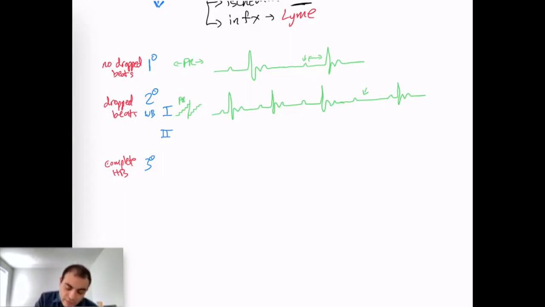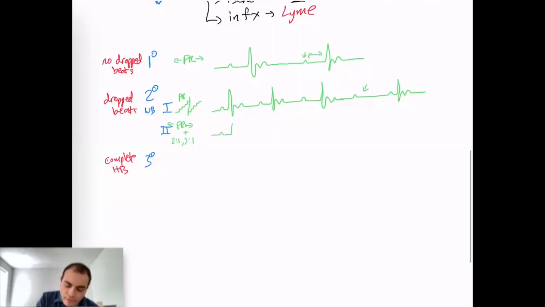Second degree heart block type 2, Mobitz type 2. Usually in this one, you might have a PR that is prolonged, plus you have a 2-to-1 conduction or 3-to-1 conduction or more. So you will have random dropped beats. You will have a prolonged PR and then a dropped beat randomly, and then another dropped beat. See this one, this is dropped because there's a P wave and there's no QRS, okay? So this is how you look at it.